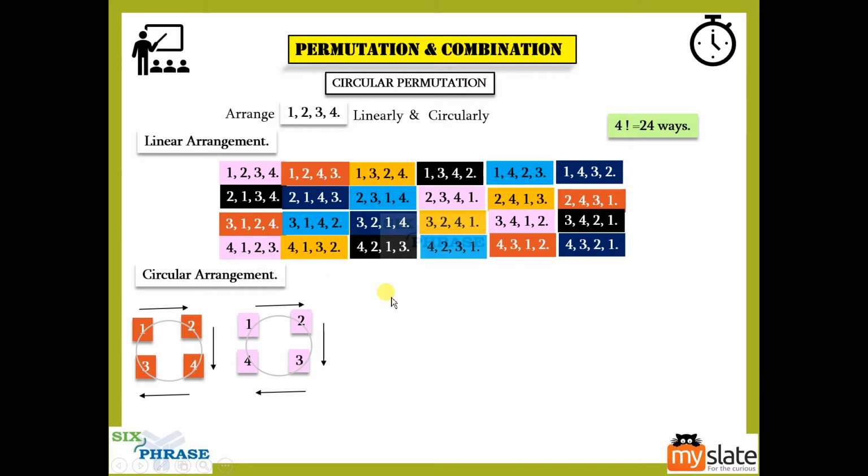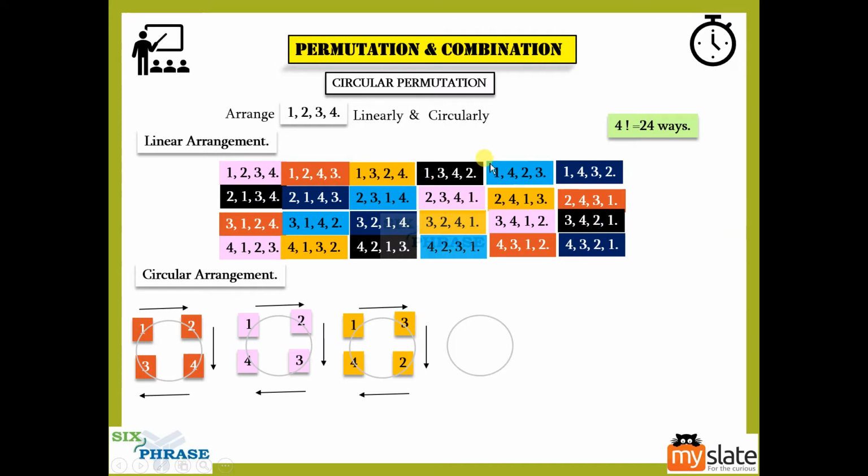Okay, let's take the next one. Next I want 1, 3, 2, 4. So 1, 3, 2, 4. Again clockwise, starting with 3, I'll get 3, 2, 4, 1, marked in orange. Then 2, 4, 1, 3 is also marked in orange, and then 4, 1, 3, 2 is also marked in orange. So we are accounting for that also.